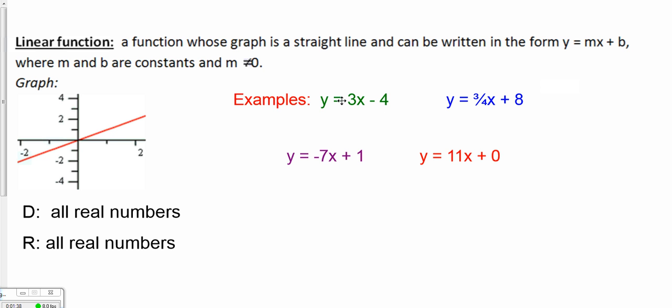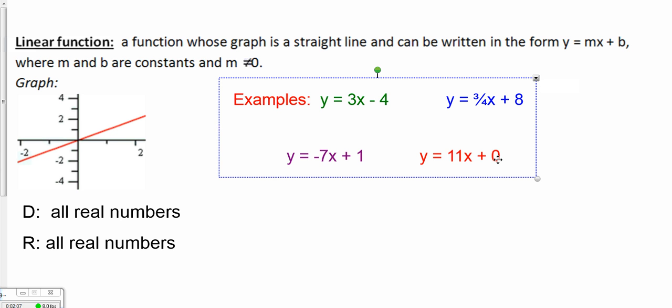Okay, and we know how to graph that. We'd start at -4 on the y-axis because this is our y-intercept. We go up 3 over 1 using the slope. Okay, same thing. We could have 3/4 x plus 8. So 8 would be our y-intercept. Up 3 over 4 or up 3 right 4 would be our slope. One like this, -7x plus 1. 1 is our y-intercept. Down 7 right 1 would be our slope here.